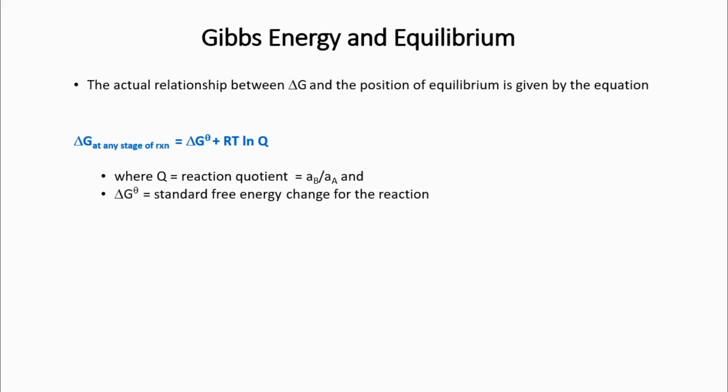Of course, like I mentioned, delta G naught is the standard free energy change for the reaction. Now, at equilibrium, the free energy change for the reaction is equal to 0. So this equation here, delta G naught plus RT ln Q, will be equal to 0. And so what we find is that delta G naught, which is the standard free energy change, is therefore equal to minus RT ln K, natural log of the equilibrium constant, of course.